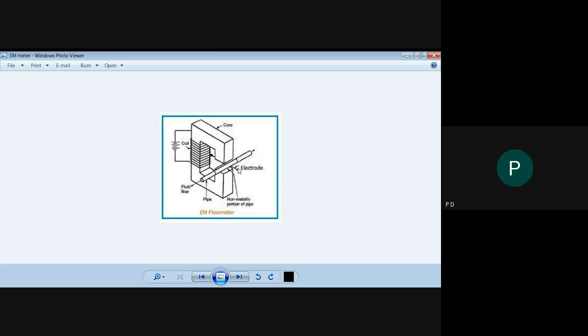ठीक आहे, क्लिअर? कोणाला काही डाऊट आहे त्याच्यामध्ये? No. ओके, व्हेरी गुड. सो व्हेरी सिम्पल.